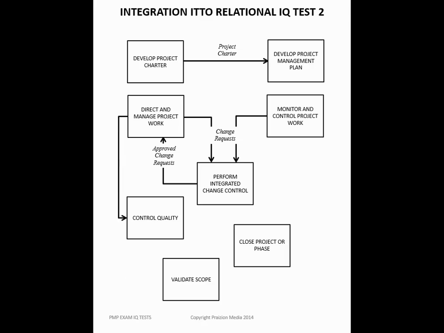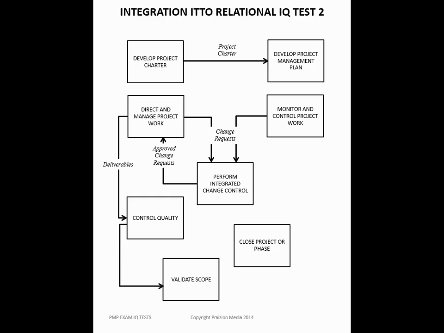What comes from direct and manage project work and goes into control quality? You see, to know this, you have to understand the flow that I've spoken about in other videos. Give you a few seconds. Did you get it right? The answer is deliverables. So you get approved change requests on some projects. Those approved change requests need to be run so that the deliverable now has those approved change requests inherent in them. So deliverables is an input to control quality.